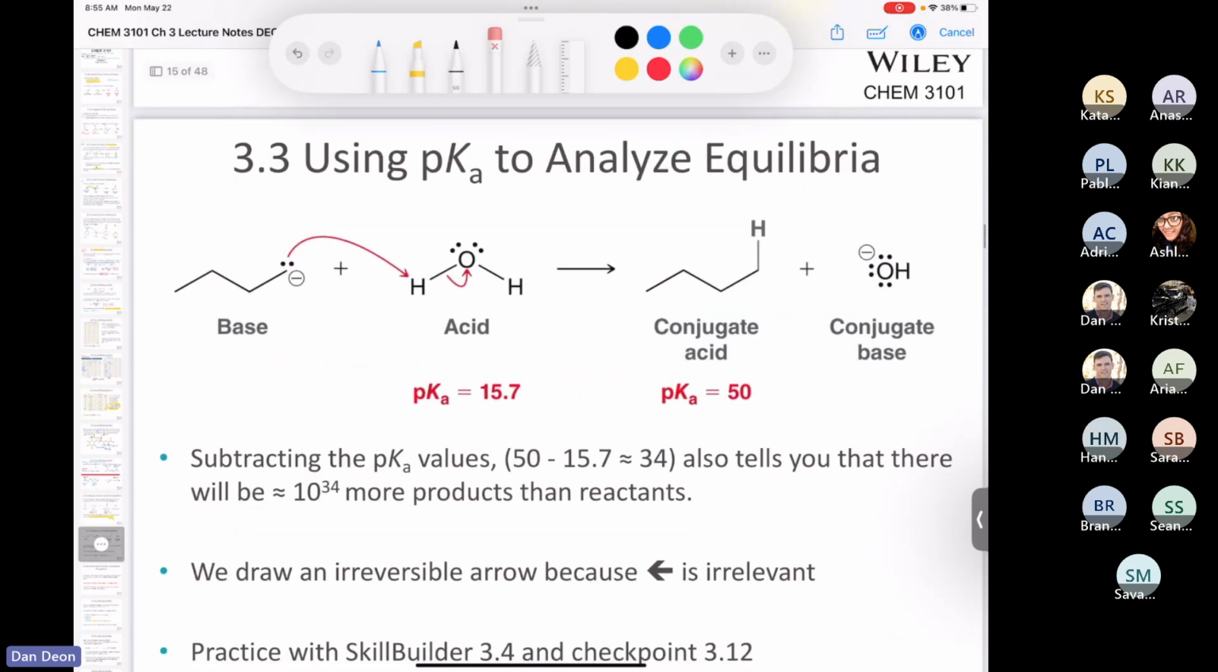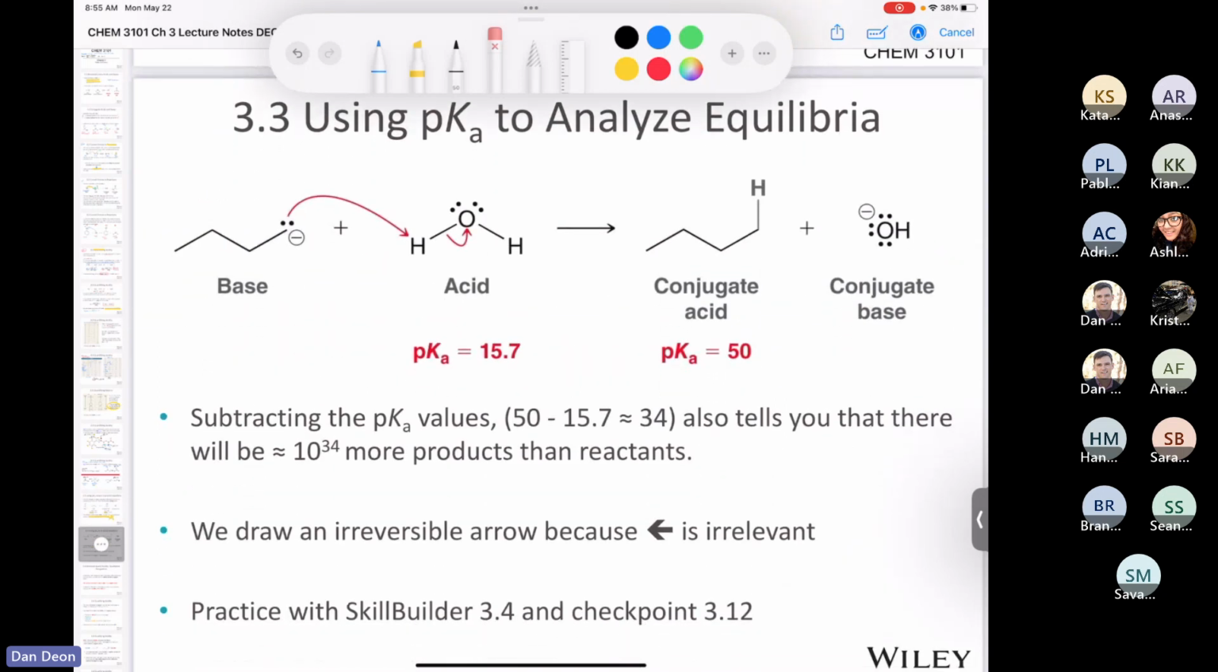All right, so if we look at this reaction, if we have a base reacting with water, which is behaving as our acid, somebody drew some beautiful curved arrows here. There's a bond being formed, there's a bond being broken. Then we get our conjugate acid and our conjugate base. Look at the difference in pKa's here. Is this a huge difference in pKa or what? Water has a pKa of 15.7, and an alkane has a pKa of 50.